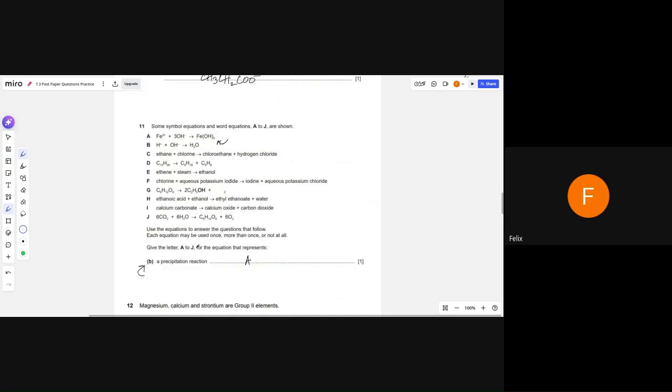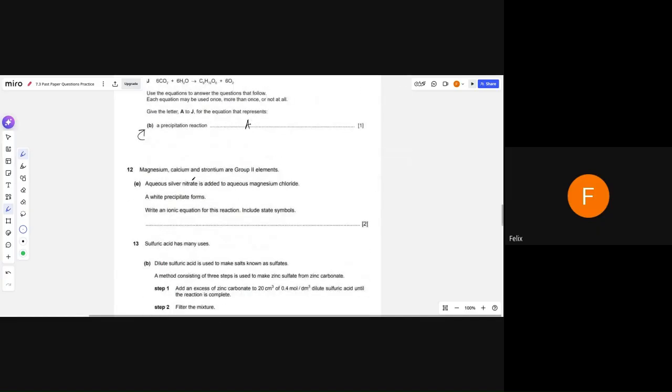Now, what is a precipitation reaction? A precipitation reaction is one where you mix two substances, and as you mix them, something that was soluble before mixing suddenly becomes insoluble. A reaction takes place, it changes its state from soluble to insoluble, and it settles down. That is called a precipitation reaction. I hope this is clear.